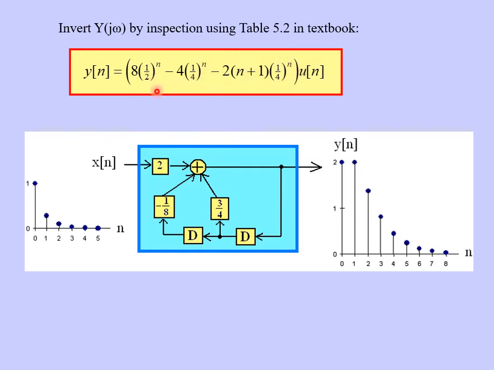The first two terms in Y(jω) are easy to invert because those are just like the ones we've done in the past. But that last term on the last slide that had the square in it leads to this form here. There's an n+1 term in front of the (1/4)^n. So here is the final output of the system.